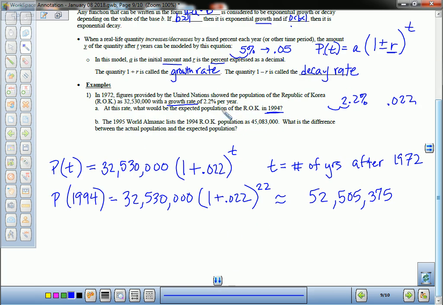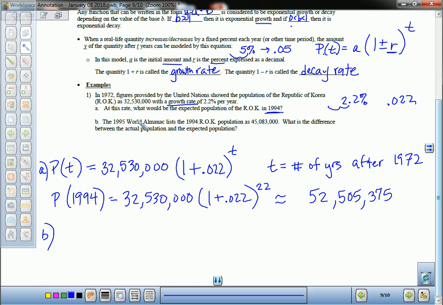Now, because this is already passed, we normally don't use population models to determine populations in the past. We normally use them to predict populations in the future. That's where they're most helpful.